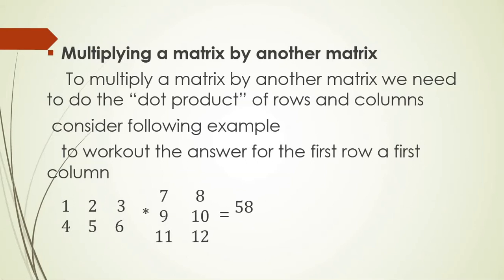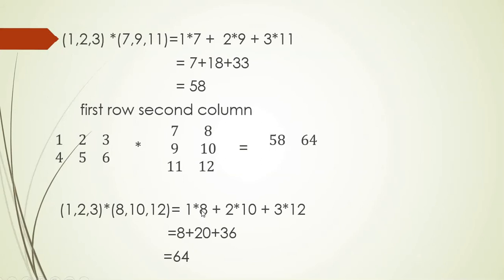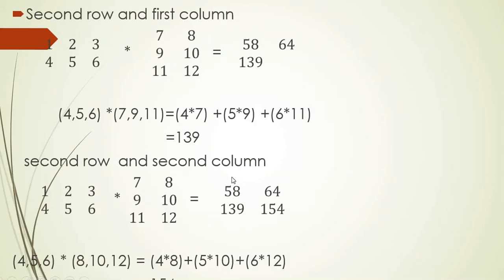The second type is multiplying a matrix by another matrix. To multiply matrices we need to do dot products of rows and columns. Here we multiply a 2 by 3 matrix by a 3 by 2 matrix and we get a resultant matrix: 58, 64, 139 and 154.